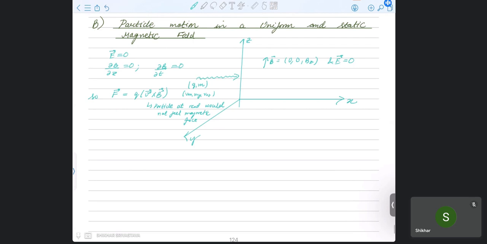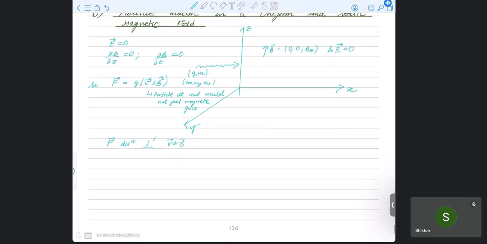Another thing is that the force acting on the particle is perpendicular to both v and B. So it will not move in the same direction, unlike the electric field, where the particle moves in the direction of the field. In this case, the force is perpendicular to the plane which contains v and B. Okay, so that is an important point.